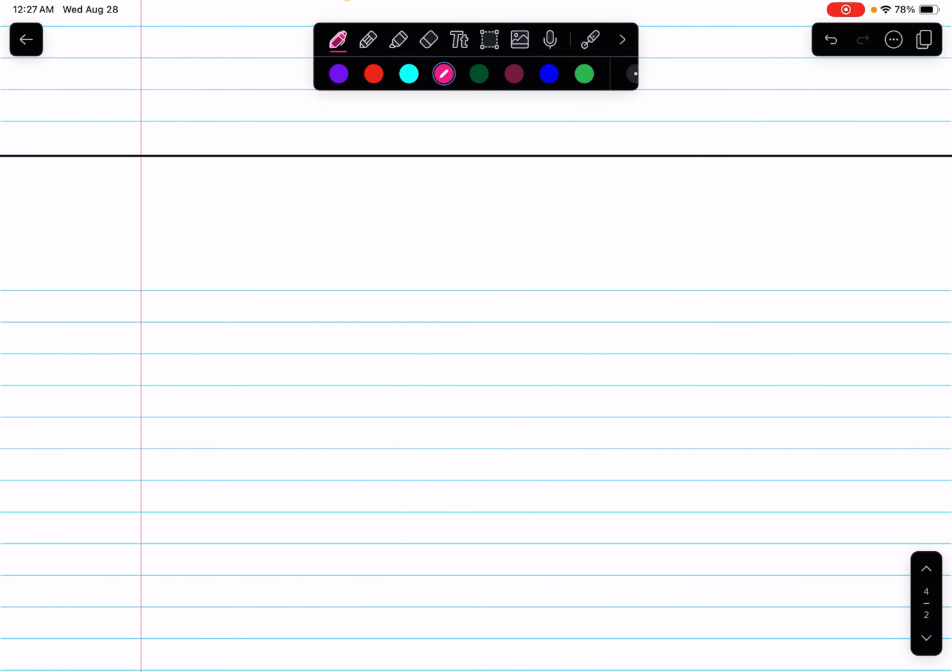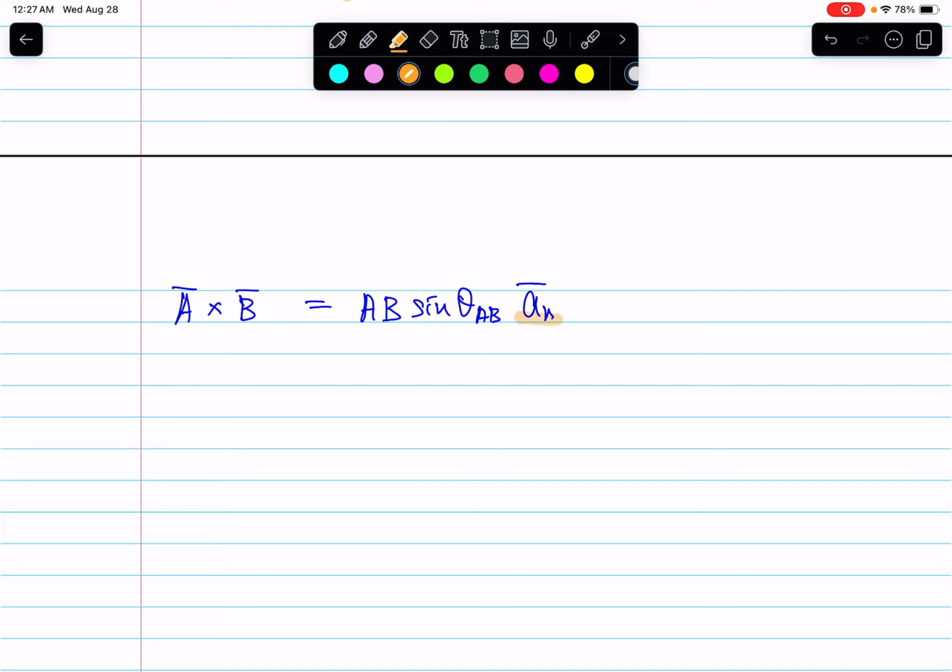And if we do the cross product, last time we learned that it's A times B times sine theta AB times the normal vector. Okay, you have to make sure you put the normal vector in there. Okay, this is the normal vector.